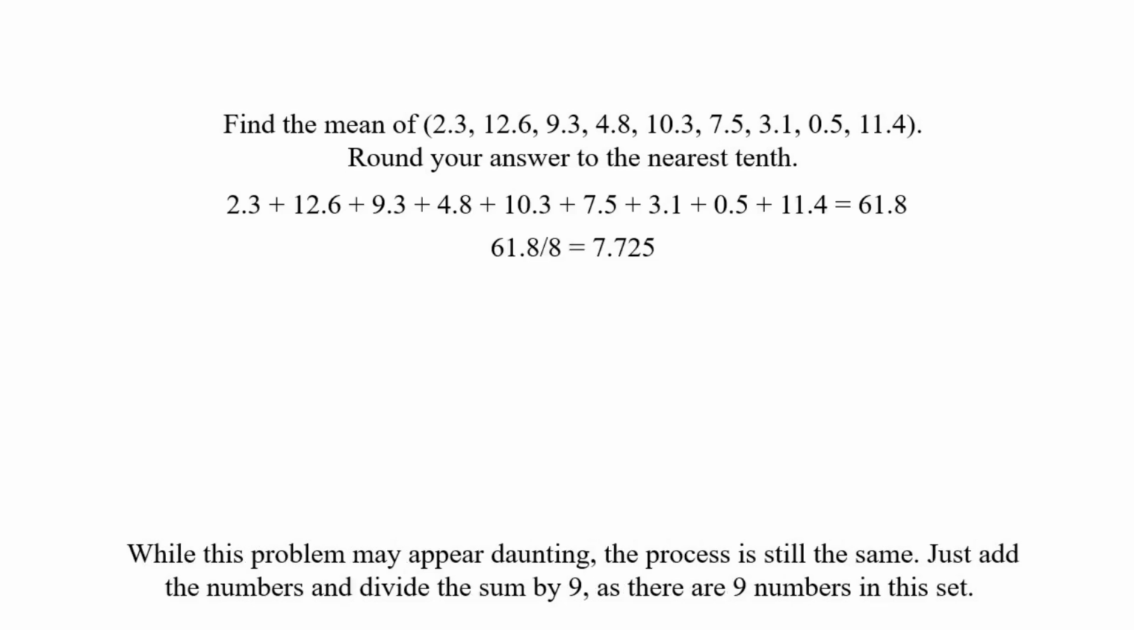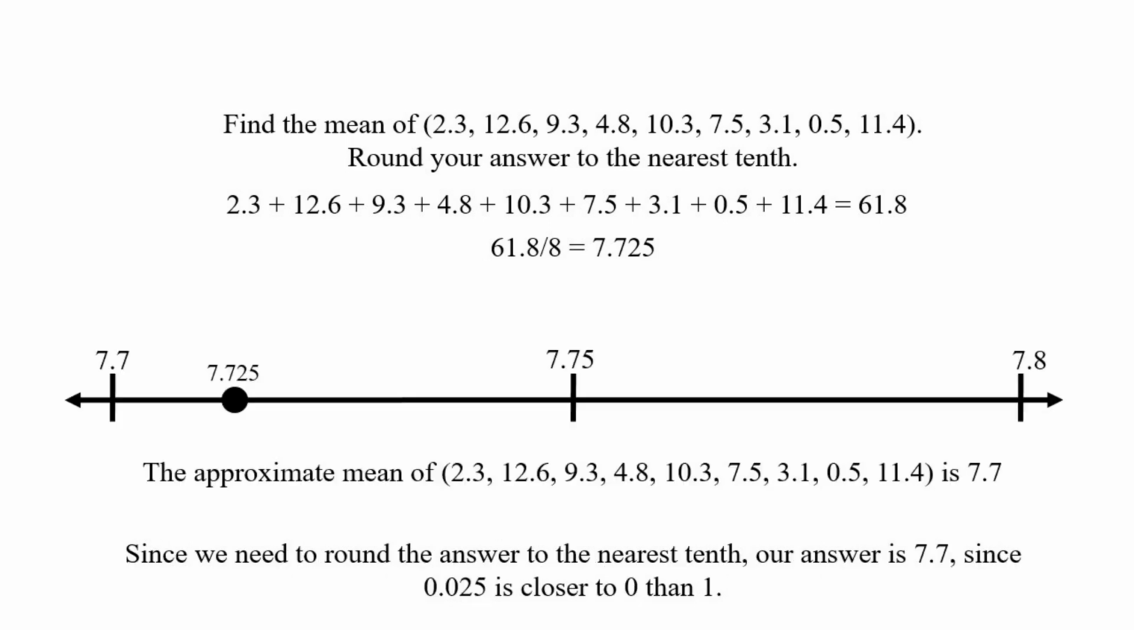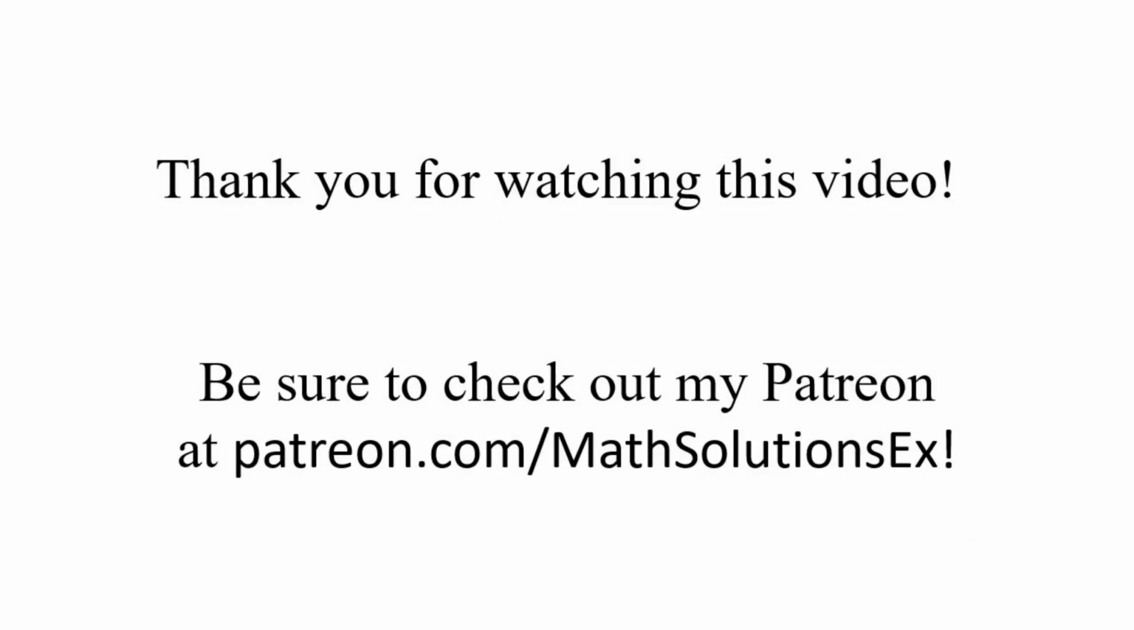While this problem may appear daunting, the process is still the same. Just add the numbers and divide the sum by 9, as there are 9 numbers in this set. Since we need to round the answer to the nearest tenth, our answer is 7.7, since 0.025 is closer to 0 than 1.